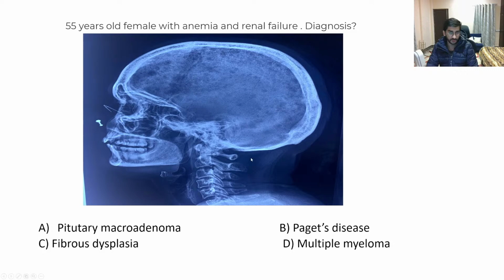So the diagnosis for this case was not Paget's disease, fibrous dysplasia, or macroadenoma, because the sella was normal. Paget's disease involves the inner and outer table, but the tables were normal. And in fibrous dysplasia, there is medullary expansion and ground glass haziness, but nothing was visible here. Only the lytic lesions, multiple. So the simple answer to this question was multiple myeloma.